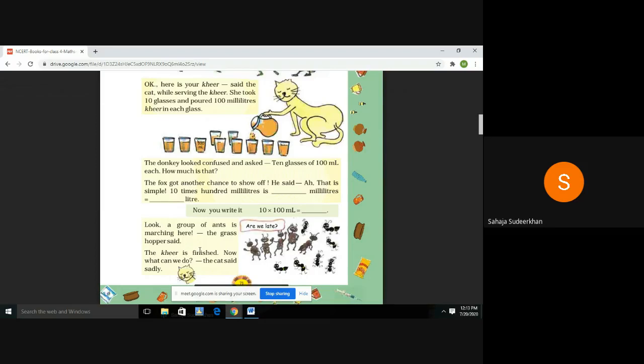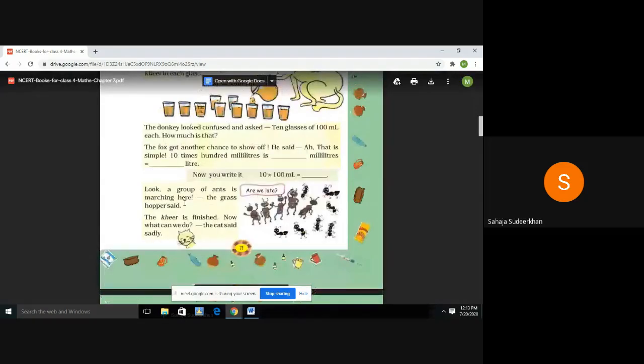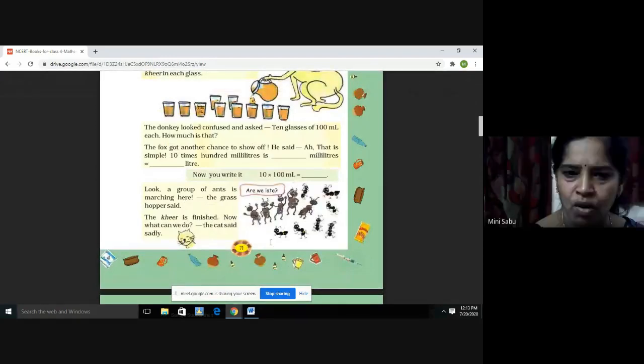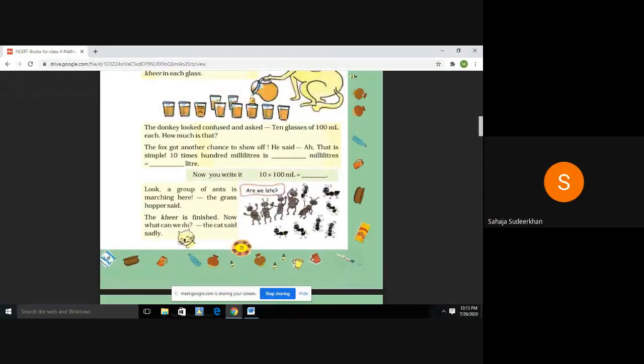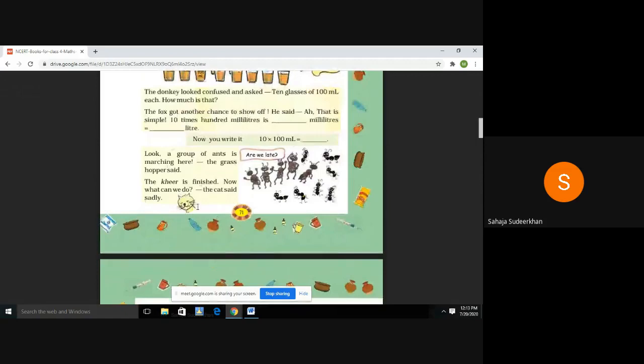Okay. Then look, a group of ants is marching here. By that time, they could see still smaller animals are coming. Ants are coming. They are in a group. The grasshopper said, see, the chance of frogs is over. Now ants are coming. The kheer is finished. They came very late. So the kheer is finished. See the Billy Mousy's face.